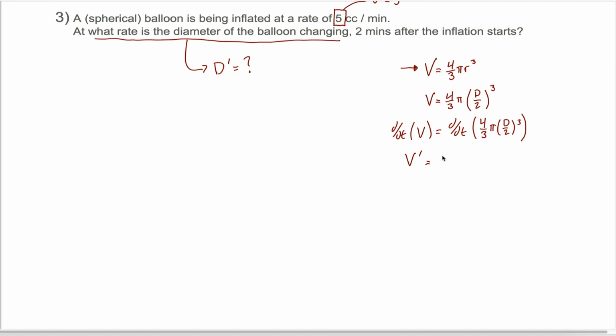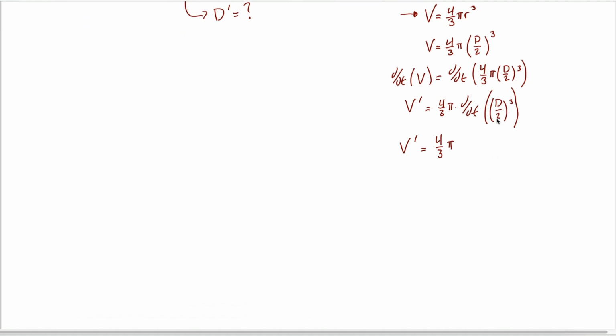We can pull those out in front of the derivative symbol and get 4/3 pi times the derivative of (d over 2) cubed. We're not done with the calculus because we still have this d over dt symbol. So now we try to take the derivative of this. It's a little bit challenging. It'd be nice if you saw some chain rule going on in here.